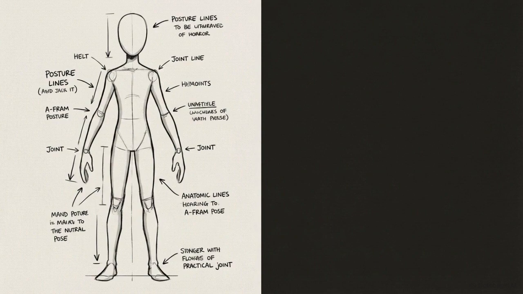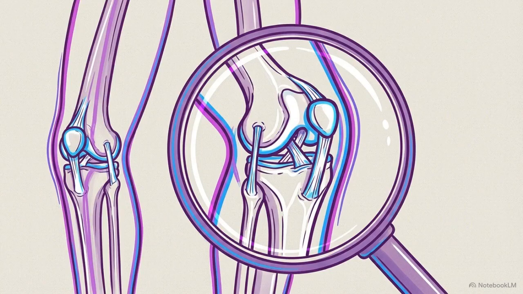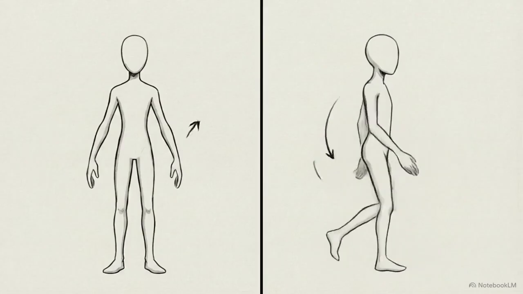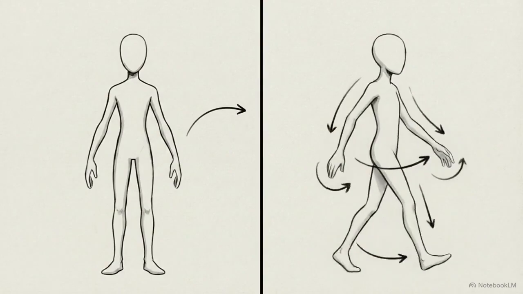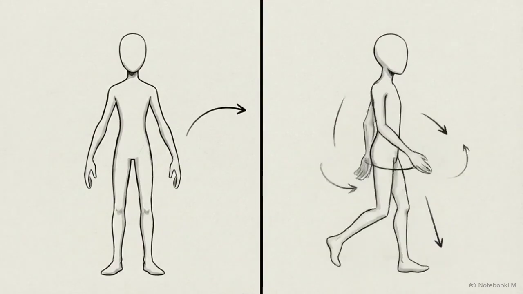Look at the drawing on the left. It is a highly detailed illustration, but it is completely frozen. Now look at the right. The exact same character is smoothly walking, shifting its weight, and swinging its arms.